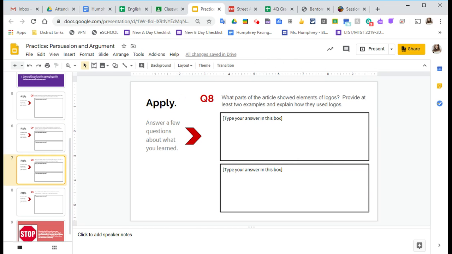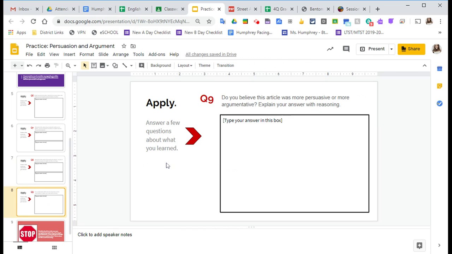When you get to question 8, though, it wants you to find specifically 2 examples of logos. So you need to find 2 examples of logos. So find the example and explain how it used logos, and then find another example and explain how that used logos, because we're really going to be focusing more on logic than anything else, because argument specifically, which is the direction that we're moving in, really focuses in on what makes a really good argument, which is one that is really grounded in logos. So we're going to focus on that just a little bit more.